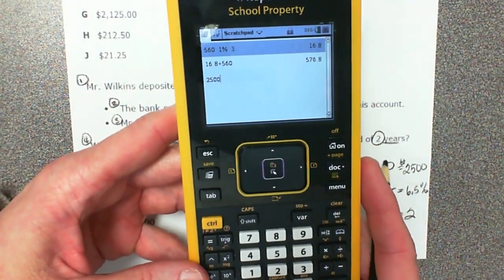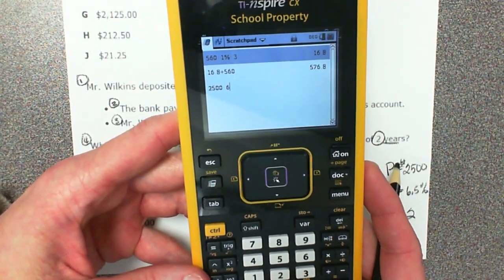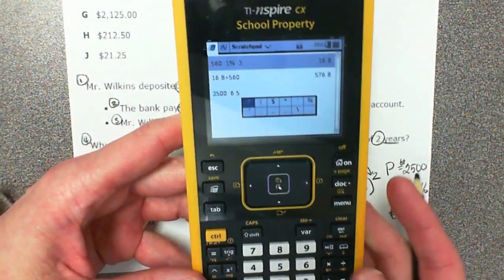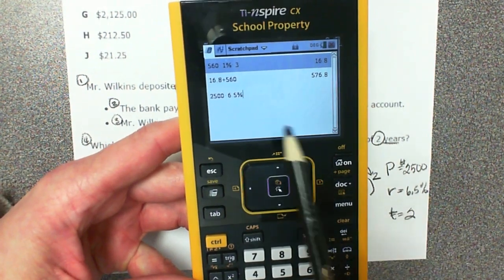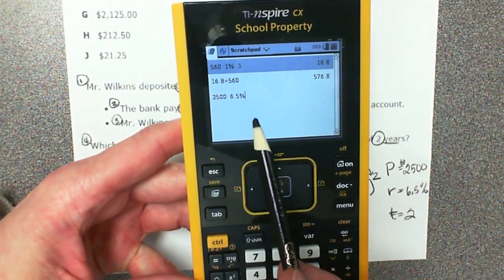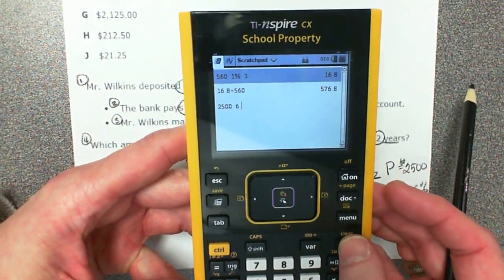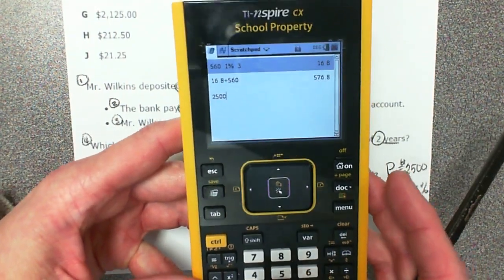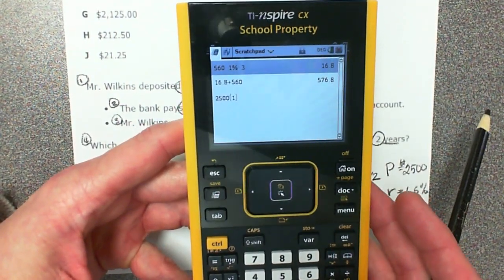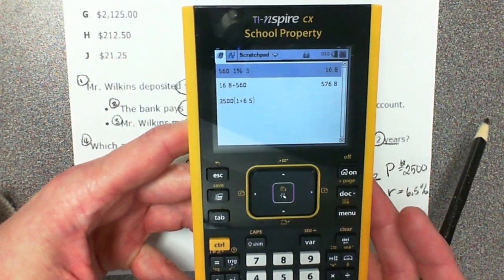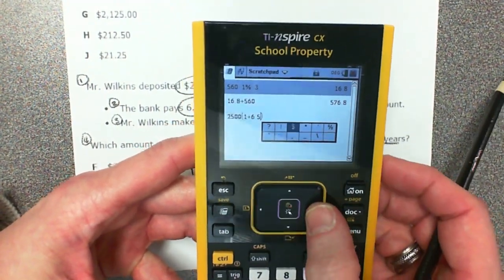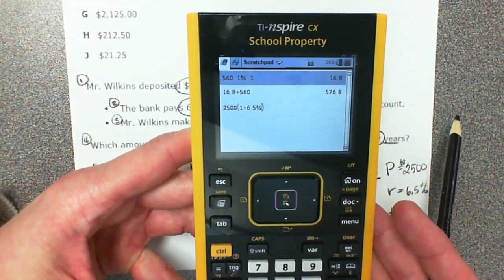$2,500 times 6.5. I'm going to go over here and find my percent button. Okay, let's make sure we're on the same page here. $2,500, open parentheses, 1 plus 6.5%.